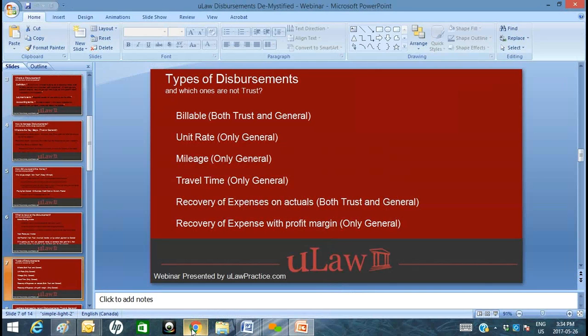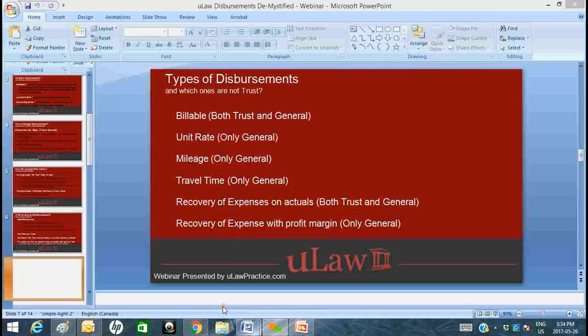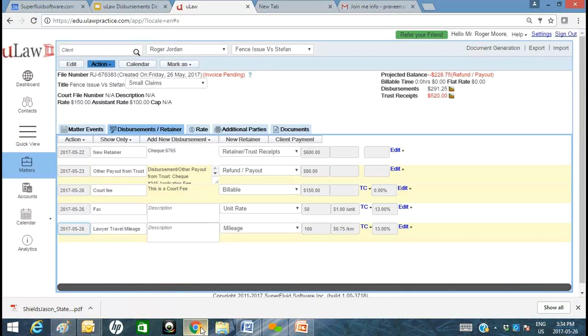So let's continue down that path. There's really a method to this whole madness, trust me. So we've looked at billable going out of trust in general. We've looked at unit rate as a fax coming out of general. We've looked at mileage now for a travel mileage. Travel time. This is a very interesting disbursement because you don't have to do it every time. It's sometimes when you have to go out of the city, so it's a variable component in itself.